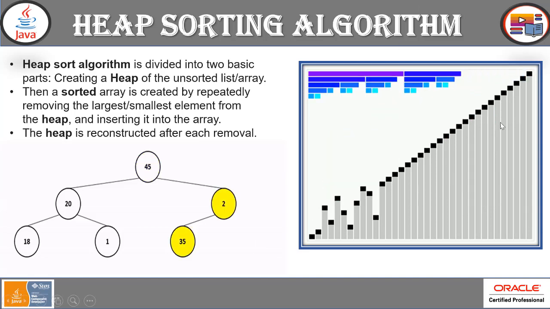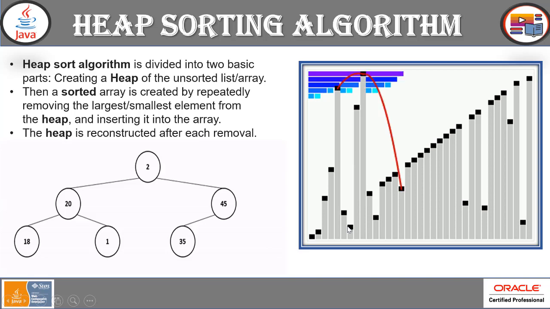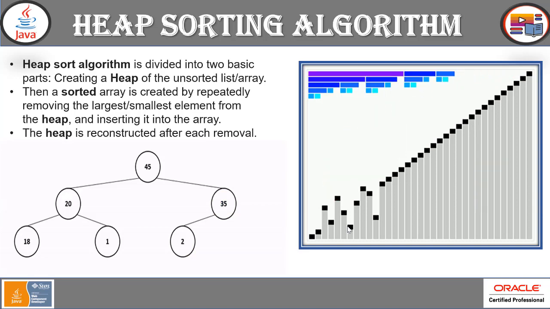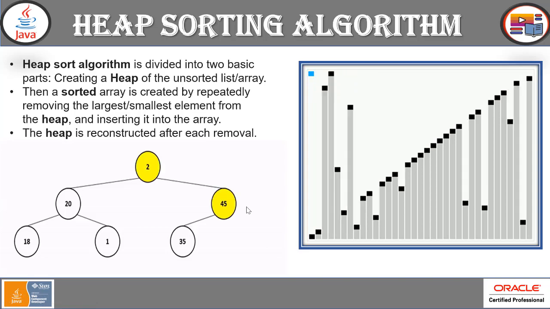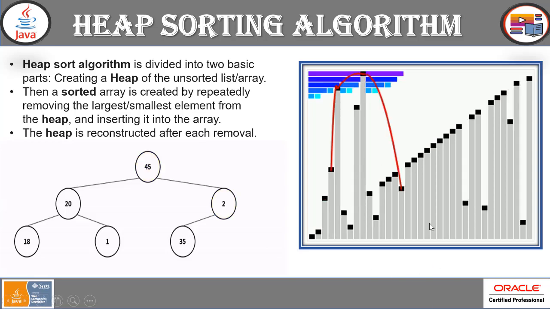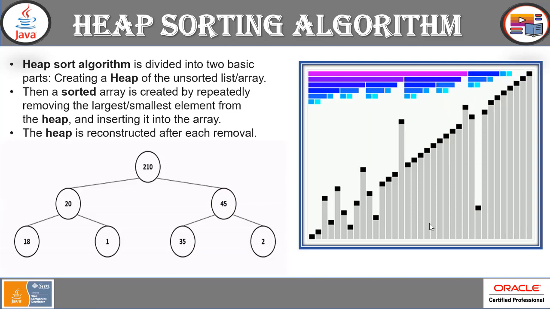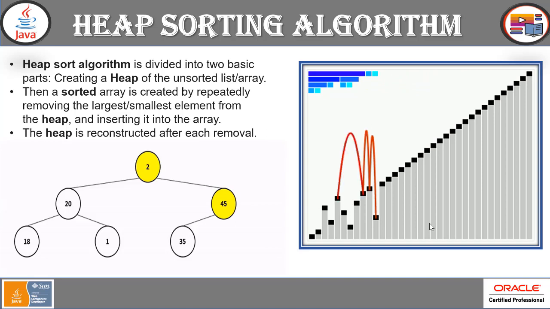As you can see here in the image, we are dividing the entire data, and then we compare from the heap. We first create a heap, and then we simply compare and swap. This is how the heap is reconstructed after each removal. Once you create a heap, it is iterated repeatedly until every element is at the right position.